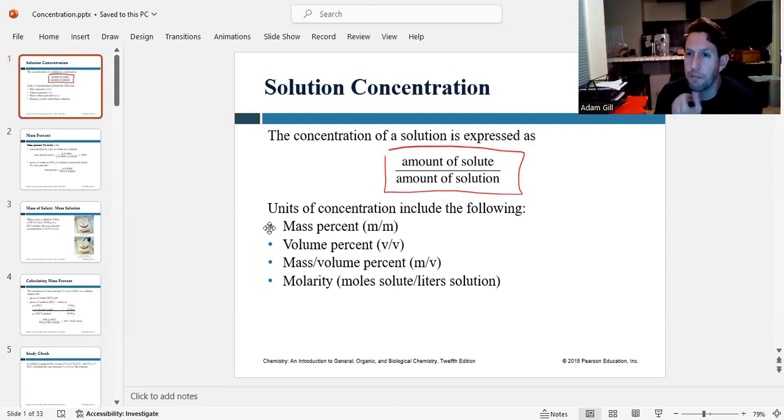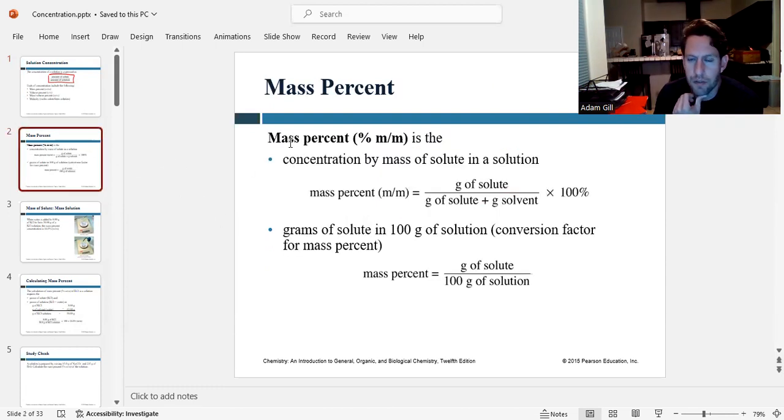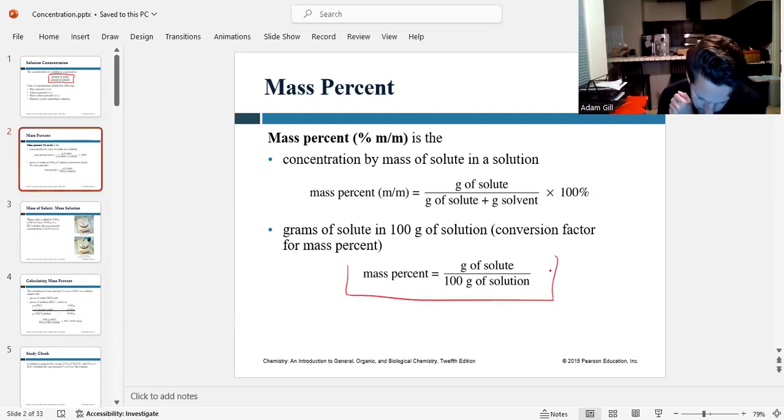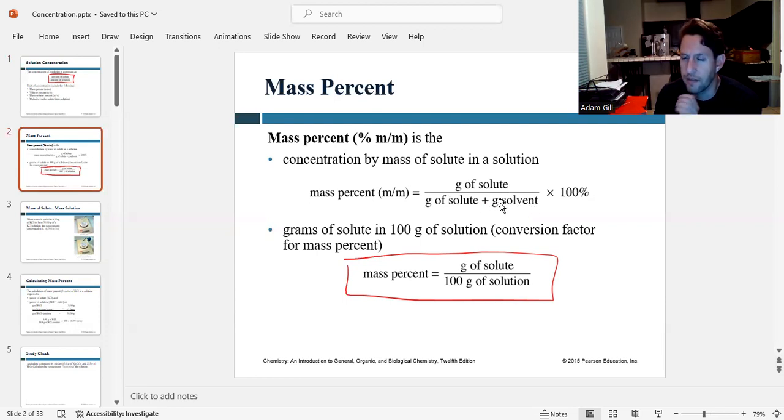So let's start with mass percent. Mass percentage, as the name implies, is the percent of solute in your solution expressed in units of mass, grams. And so mass percentage is grams of solute per 100 grams of solution. Now, this one's a little tricky because we're talking about grams of solution, which is the solute plus the solvent. So we'll talk a little bit more about that nuance here.